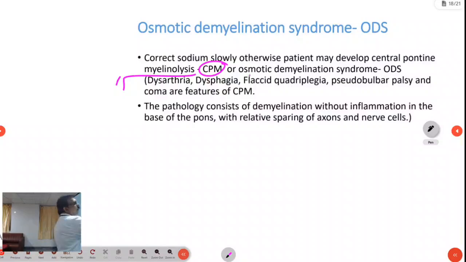The other one, the whole brain can be involved: extrapontine myelinolysis. So central pontine and extrapontine myelinolysis together are now called osmotic demyelination syndrome. So that can happen in a faster correction. Very rarely it can even happen in a slow correction.